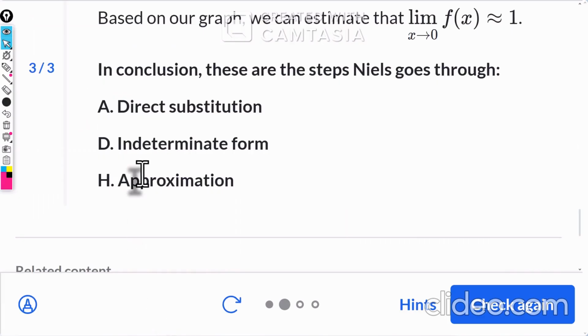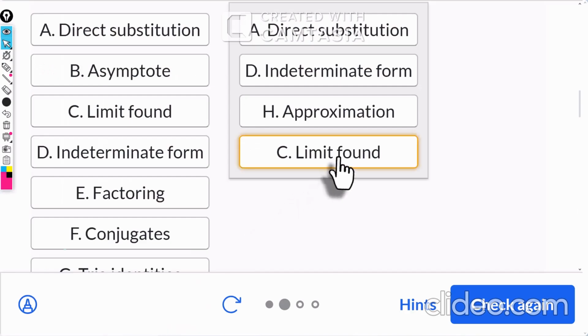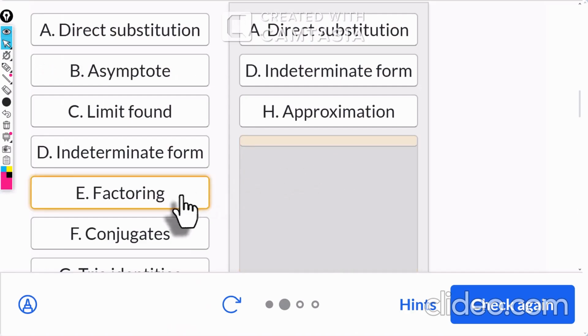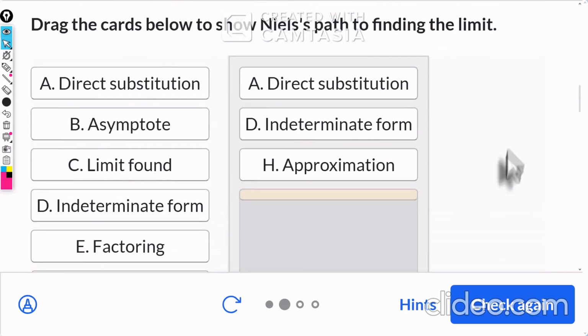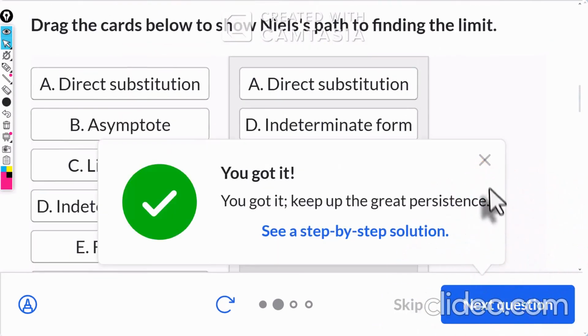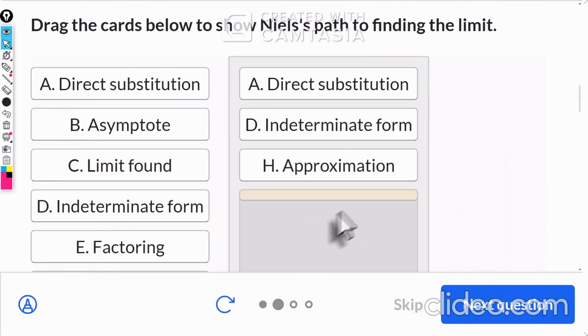All right, so they said direct substitution, indeterminate form, and then approximation. I don't know why they don't say limit found, but I guess that was wrong in their eyes. All right, so I'll take the limit found and put that back. And those three apparently are the answer. I don't know why. All right, I did find the actual limit. I don't know why they marked that wrong.